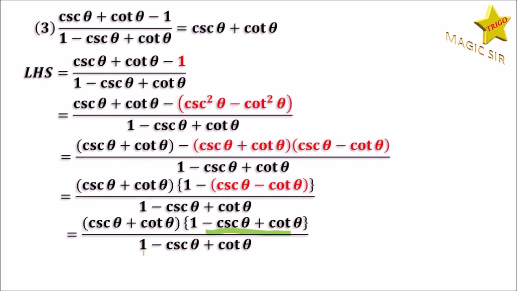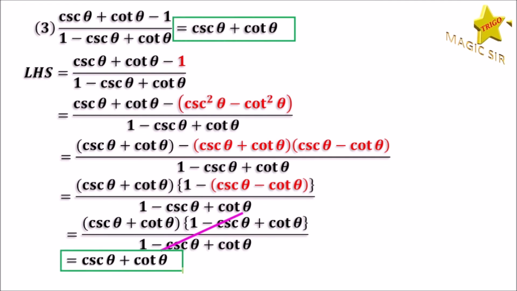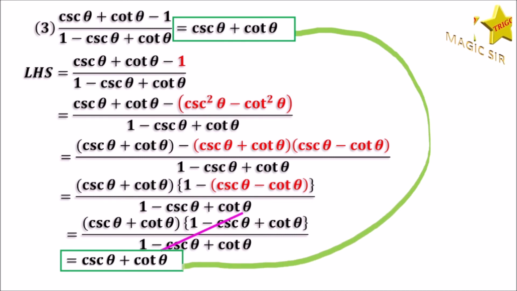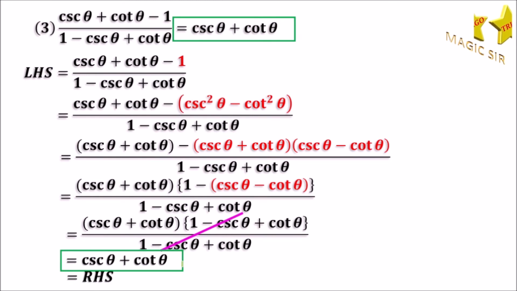Now keep an eye on the other side and work as needed. Here 1 minus cosec theta plus cot theta cancels out, leaving us with left hand side is equal to cosec theta plus cot theta. Comparing this result with the right hand side of the given equation, we can say that both the left and right sides are equal.